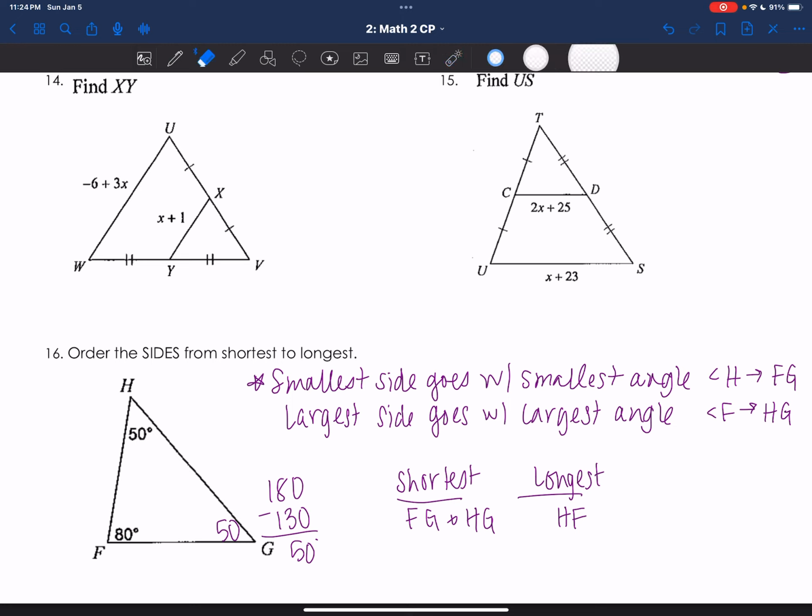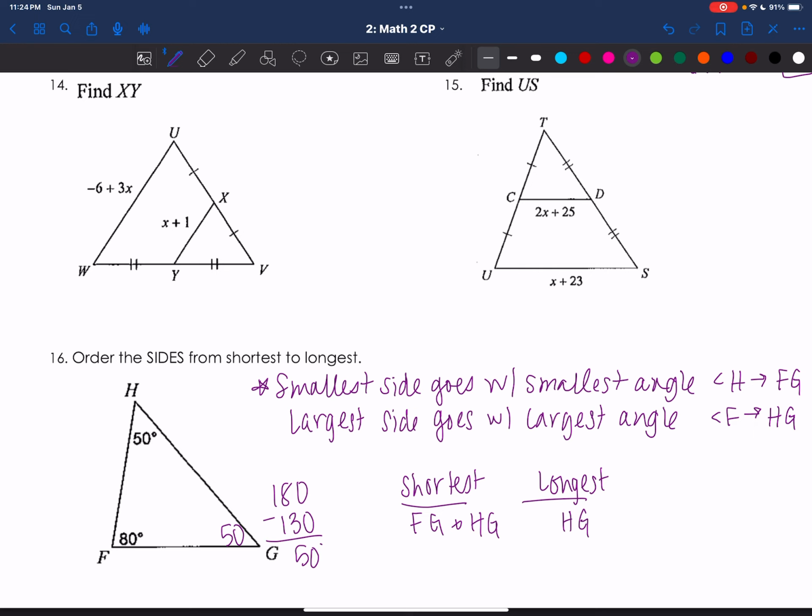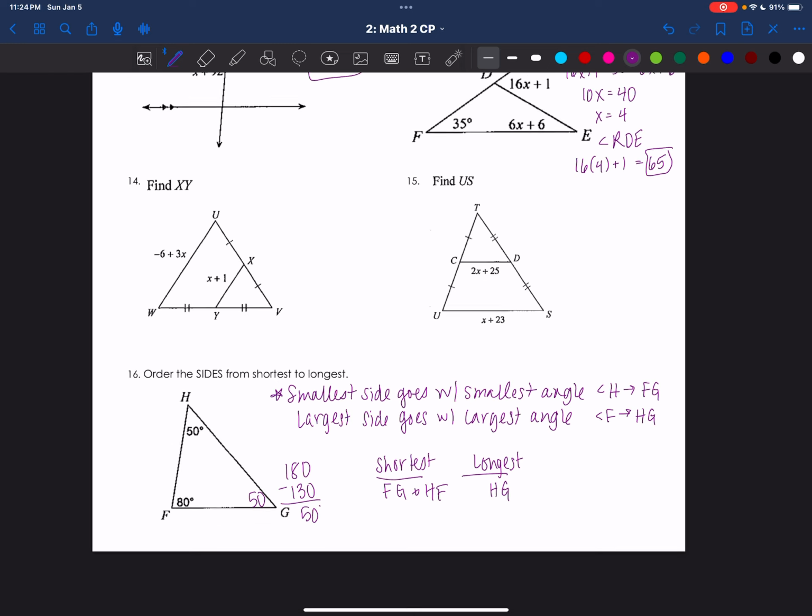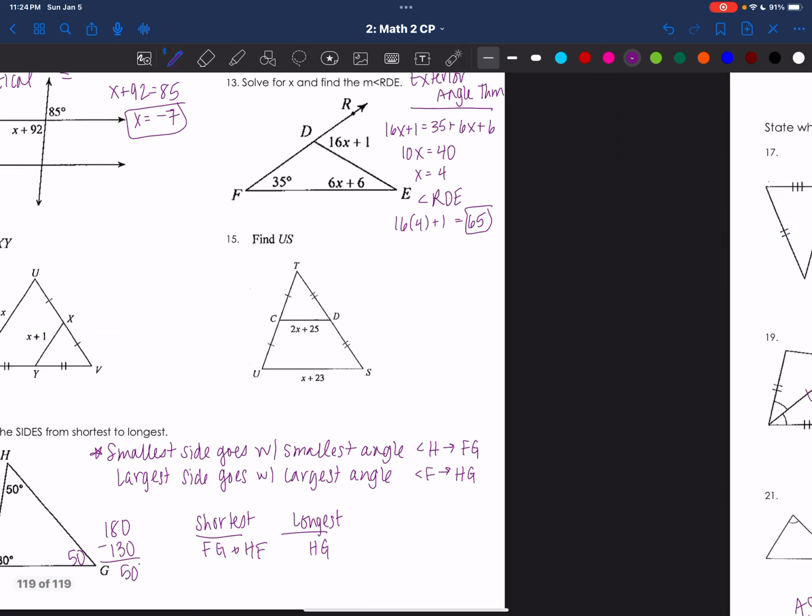And the longest side is HF because that goes HF. What did I do there? I meant HG. My bad. Okay. There we go. So make sure you fix that if you wrote it down already.